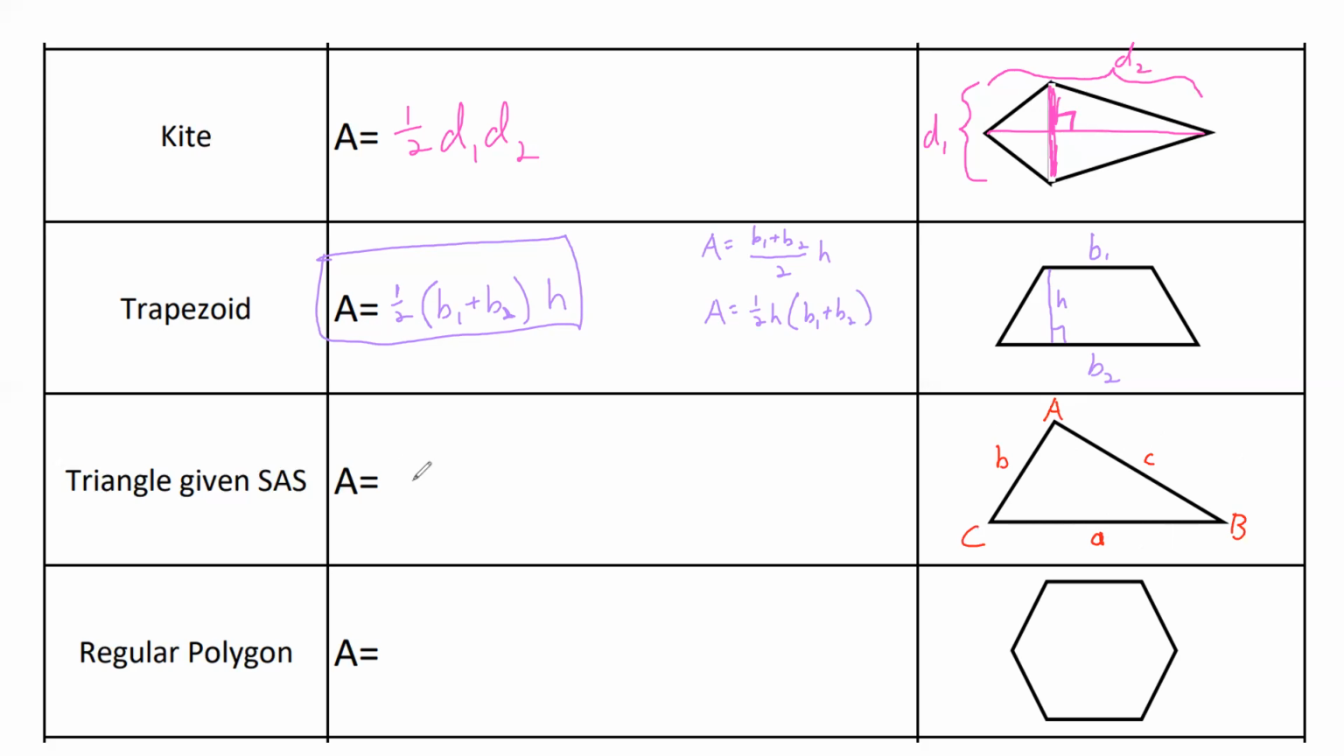The formula for this one is going to be 1/2 ab sine of C. So notice, 1/2 lowercase a, lowercase b, sine of uppercase C. What this is saying is we're taking the two sides that are adjacent to each other, and then the sine of the angle that's between them.